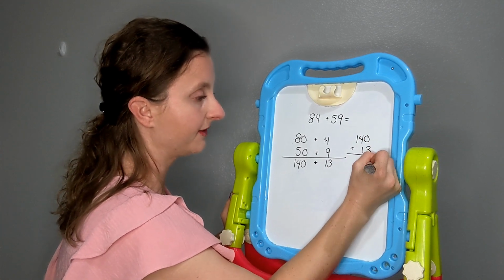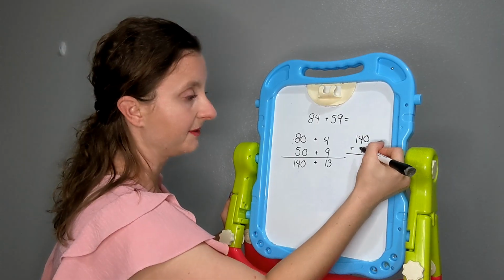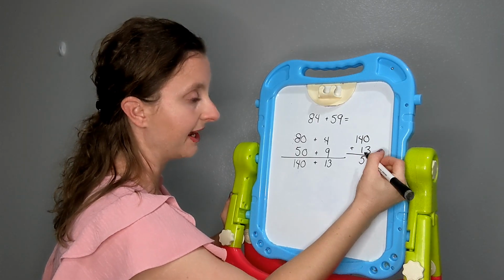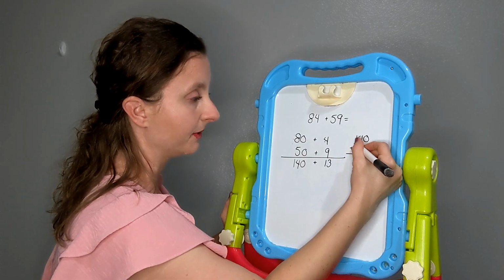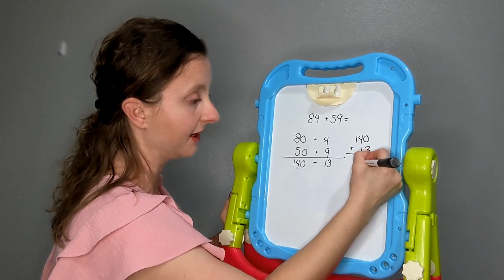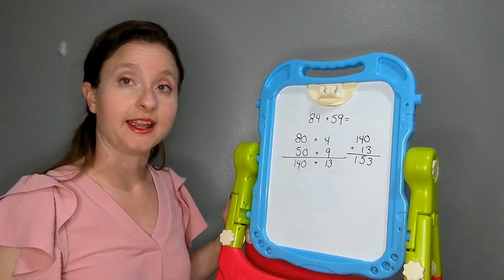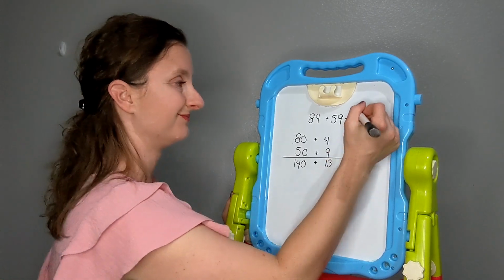Zero plus 3 is just 3. 4 tens plus 1 ten is 5 tens, and 100 plus nothing in the hundreds place equals 100. So my answer is 153.